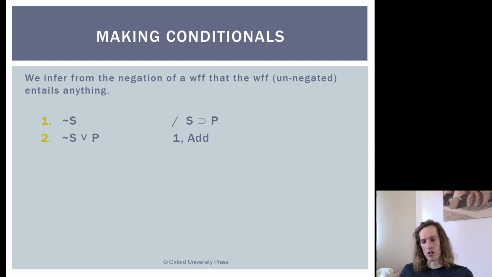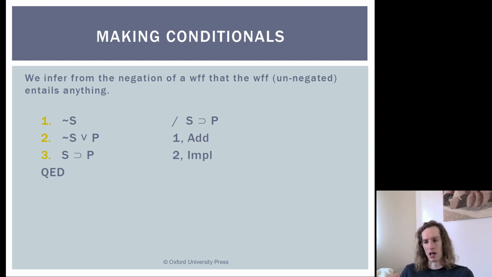Remember, we know for certain not s, so not s or p is going to be true because not s is true. So regardless of what we put as the other disjunct, this disjunction will always be true. And then we can go ahead and use material implication to get if s, then p.